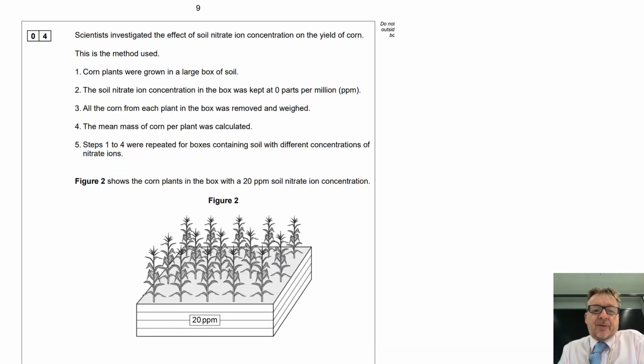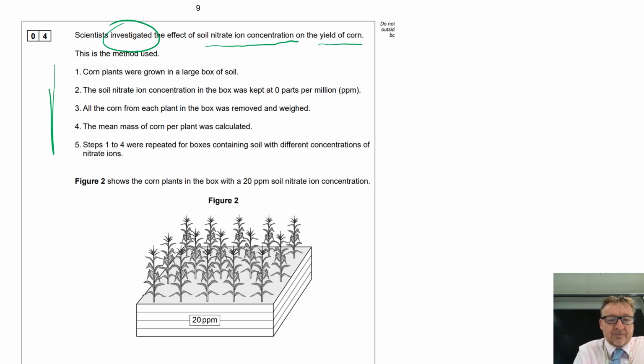Okay, question number four. Scientists investigated, this sounds like a required practical coming up, the effect of soil nitrate ion concentration on the yield of corn. I've never done anything about soil nitrate concentration, but let's go along with it. This is the method, so they're telling you a method.